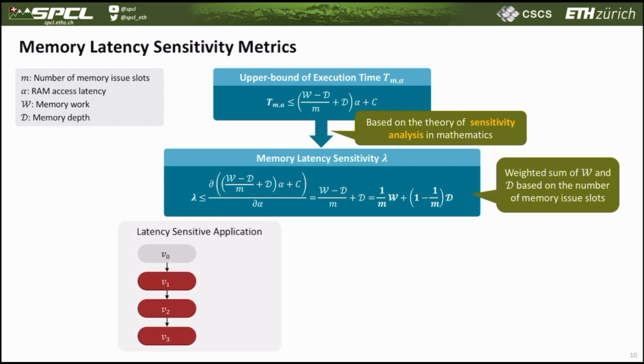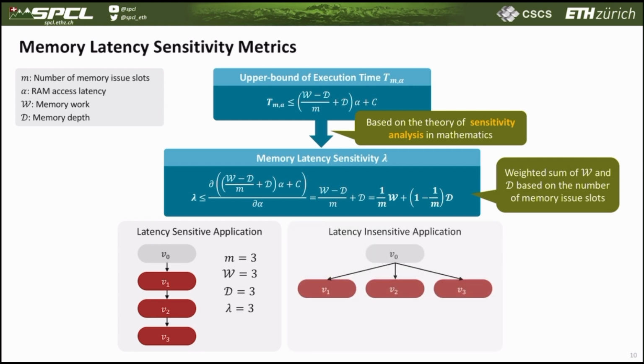And you see here two examples. There is one example of a very memory latency sensitive application. That would be an application where we have 3 loads that hit the memory and not the cache, and they all depend on each other. So for this, even if we have 3 parallel memory issue slots, we would get a memory latency sensitivity factor lambda of 3, because yes, this is very sensitive, because we incur this higher latency 3 times.